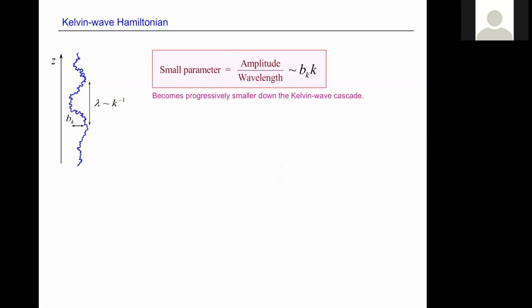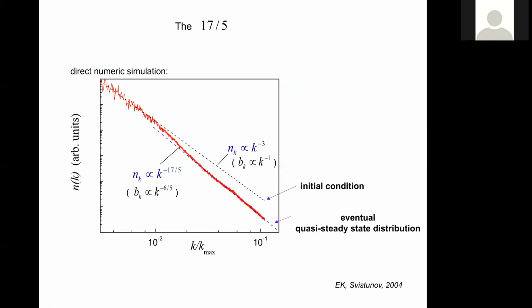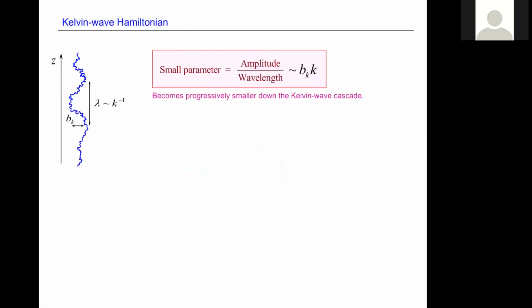But fortunately, at least in this parameter regime, you can see that the spectrum goes to 0 fast enough so that you have a very well-defined small parameter in the system, the amplitude versus the wavelength, that becomes progressively smaller, and it allows you to build essentially an asymptotically exact theory in this limit.